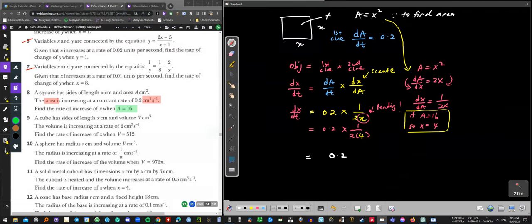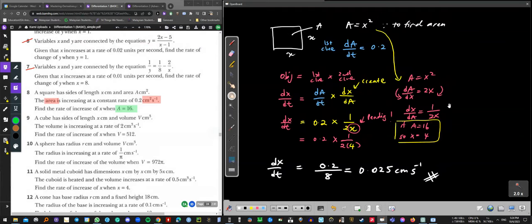Kita ada 0.2 darab bahagi 8. Kan? So 0.2 divide by 8, just using my calculator je, you akan dapat 0.025. That is your dx over dt. X is centimeter, t is time per second. So that is your answer then. Nak salin dulu? Okay, salin.